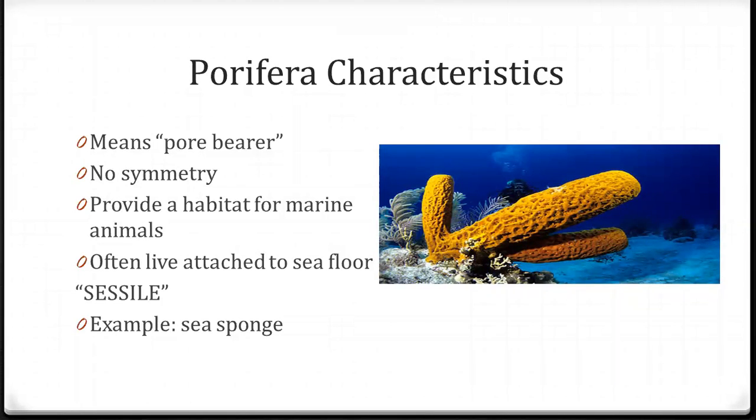Okay, so the first one is Porifera. This means pore bearer, like the word means pore bearer. Sponges, or Porifera, have no symmetry. They provide a habitat for marine animals. They often live attached to the sea floor, which means they're sessile, so they don't move. An example is a sea sponge.